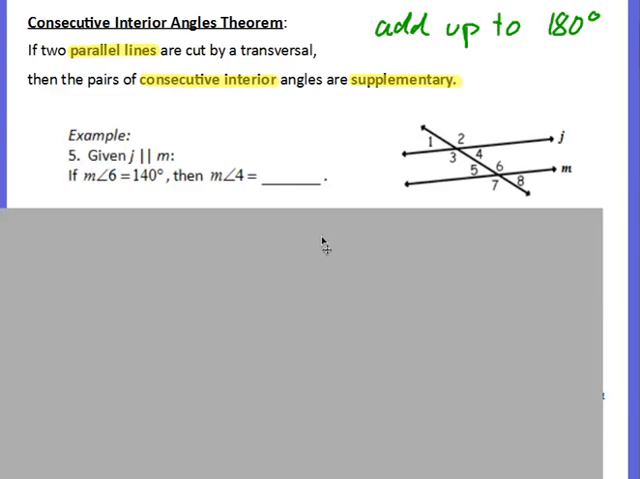Okay, let's look at our example. Now we're back to the original statement. We know that the lines are parallel. Given that J and M are parallel, and now we're also given the measurement of one of the angles, and we have the measurement of angle 6 right here, which is 140 degrees. Well, then let's see. We got a consecutive interior angle, and the consecutive interior angle is here.